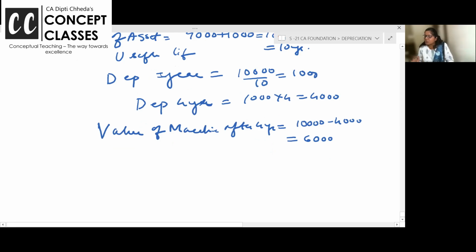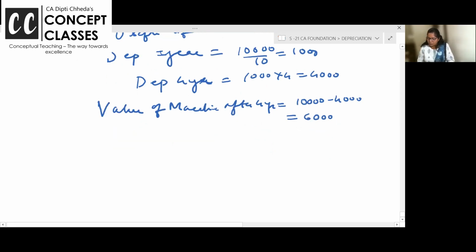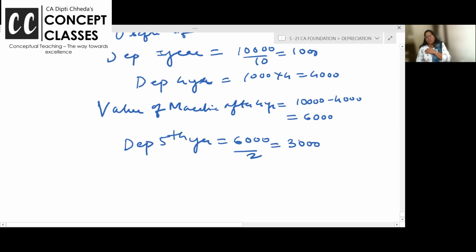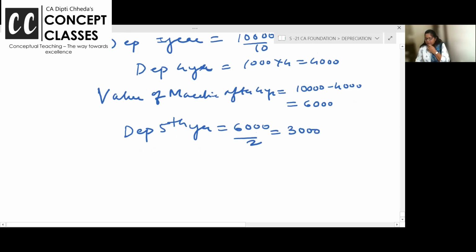Now it is revised to 2 more years. So what will be the depreciation for the 5th year? 6,000 divided by 2, that is 3,000. Depreciation for the 5th year is 3,000. Clear to all of you?